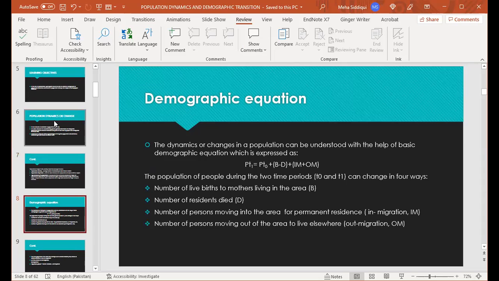Population dynamics or change is easily understood with the help of this equation, in which PT1 is the future population, calculated from the present population. PT naught shows the present population. B is the number of live births to mothers living in the area, while D is the number of residents died, and IM denotes the number of persons moving into the area for permanent residence, which is called in-migration, and OM denotes the number of persons moving out of the area to live elsewhere, that is out-migration.